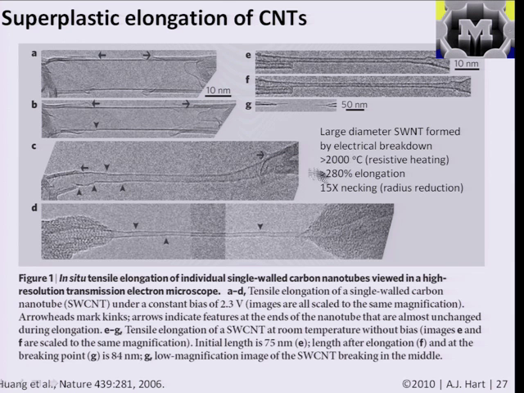And they estimated that they were above 2000 C. Because this is in vacuum, the material is not going to degrade at this temperature. This would be stable to, I would say, close to 3,000 C. And they got a huge elongation of close to 300%, and the diameter decreased by over 15 times.